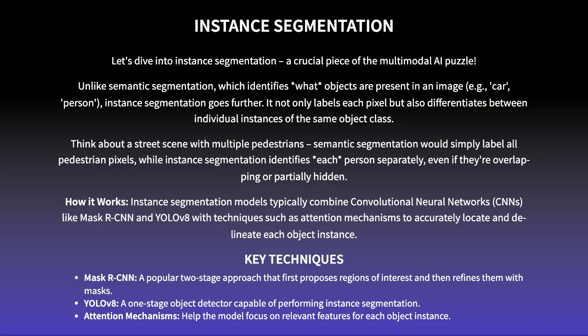Okay, let's talk about instance segmentation. It's a really important technique in AI because it allows us to go beyond just recognizing what objects are in an image, like saying there's a car. Instead, it tells us how many of each object there are and exactly where they are, even if they overlap or are partially hidden. It's like drawing precise outlines around each individual instance. Models like Mask R-CNN and YOLOv8 use powerful CNNs combined with clever attention mechanisms to make this possible.